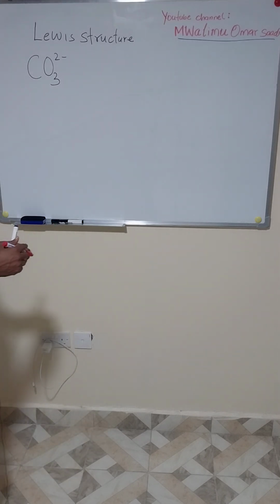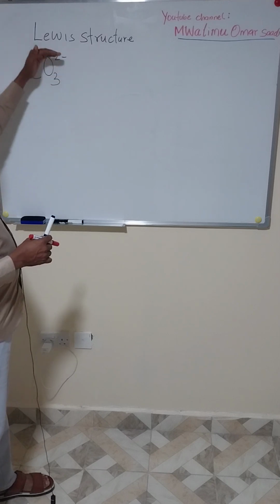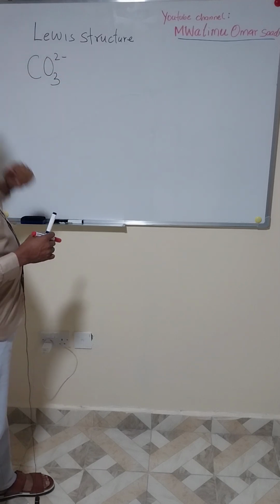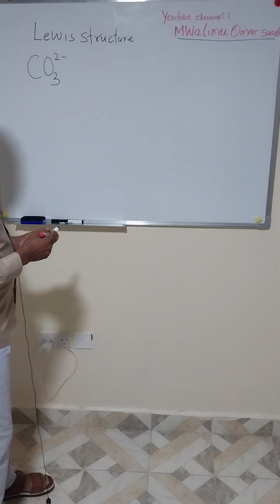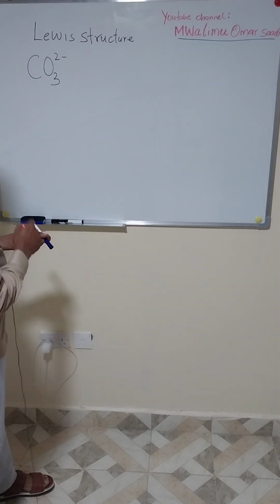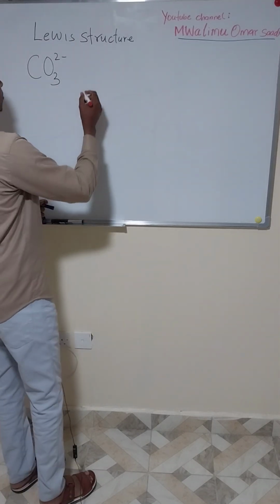So in this video, I will discuss the Lewis structure of carbonate ion. This one is very simple. We follow some steps.